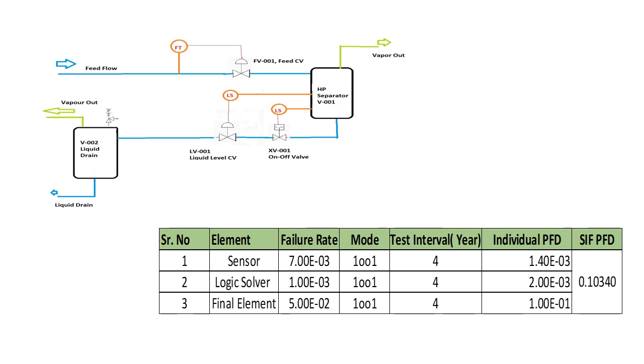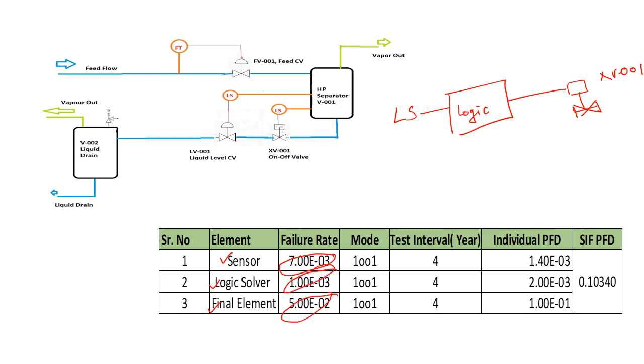So that's it. So again, this is the example we had. In this case, what is our SIF? Our SIF is very simple. We have a level switch, and the level switch is sending a signal to a logic solver, and the logic solver is in turn switching off the valve. This is the XV, and this is XV001. So this is the loop. The loop consists of the sensor, a logic solver, and final element, and we have considered these failure rates, right?